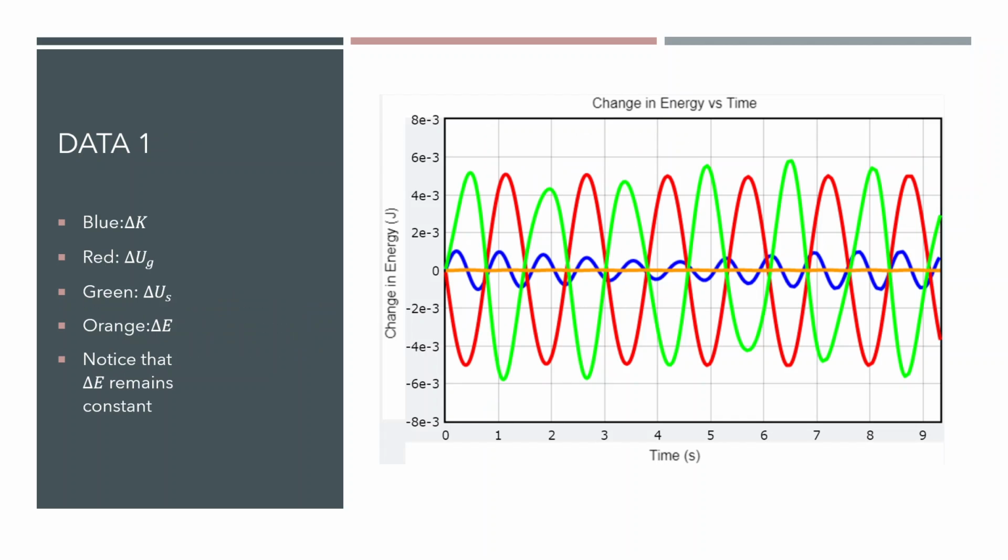So here's my data. The blue line is the delta K, the red line is your delta gravitational potential energy, green is your delta spring potential energy, and orange is your delta total energy. And one thing I want to point out here is that the delta E remains constant throughout the whole thing, which verifies that the energy principle is satisfied because any energy change in one type of energy is balanced out by energy changes in other types, and it's just like a flow between energy types, which is what the energy principle is basically talking about, an exchange of energy.